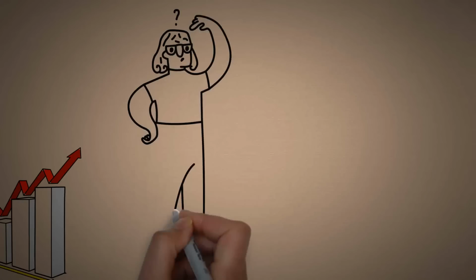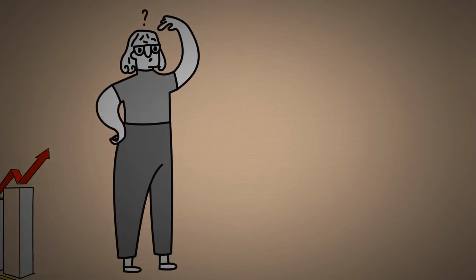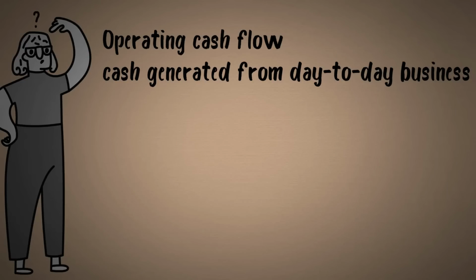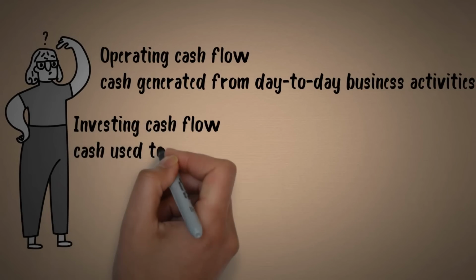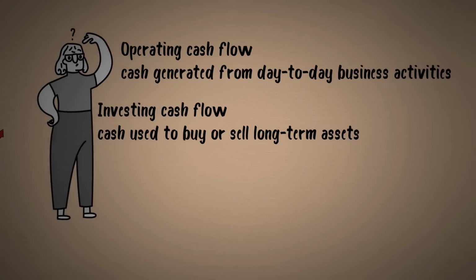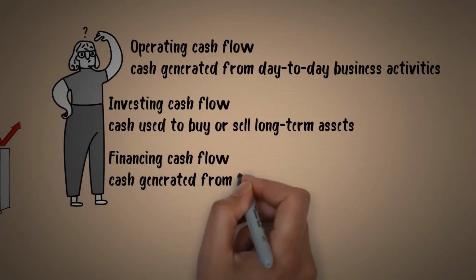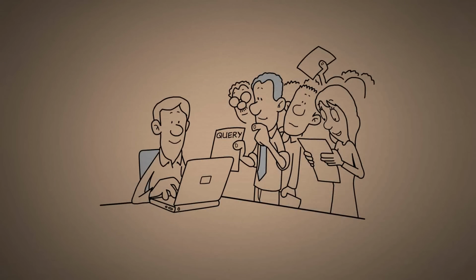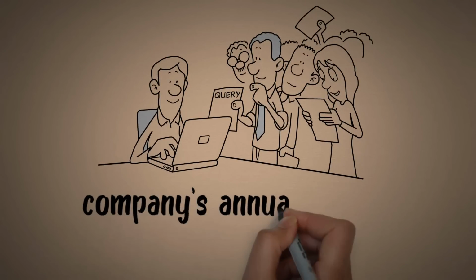What are the three types of cash flow? Operating cash flow is the cash generated from day-to-day business activities. Investing cash flow is the cash used to buy or sell long-term assets. Financing cash flow is the cash generated from issuing or repaying debt and equity. Where can you find a statement of cash flows? The statement of cash flows is usually found in a company's annual report.